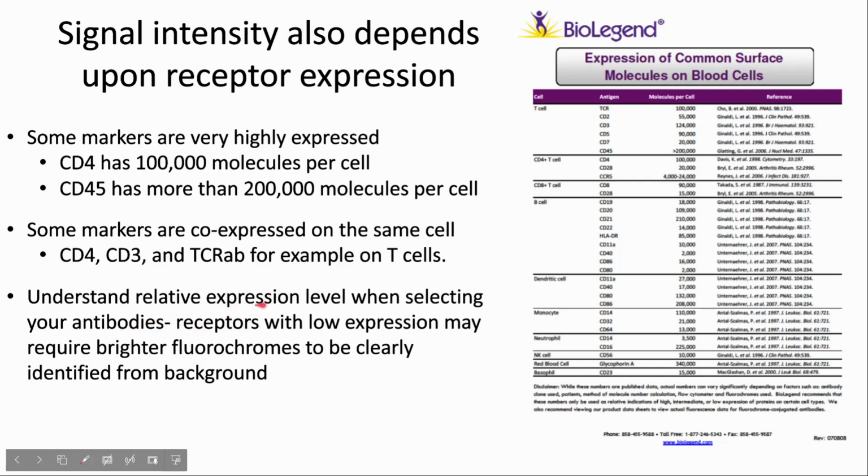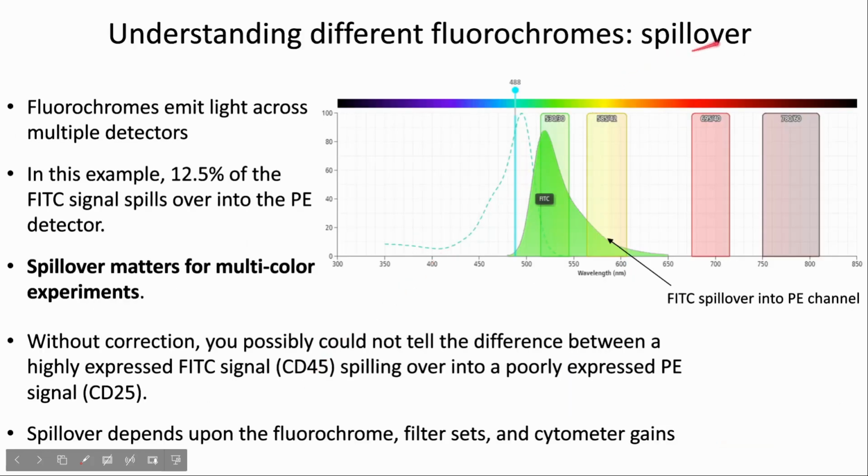Again, it's important to understand the relative expression level when selecting your antibodies in order to pair receptors with low expression with bright fluorochromes in order to help clearly identify those markers from the background. Another important characteristic of fluorochromes is their spillover.